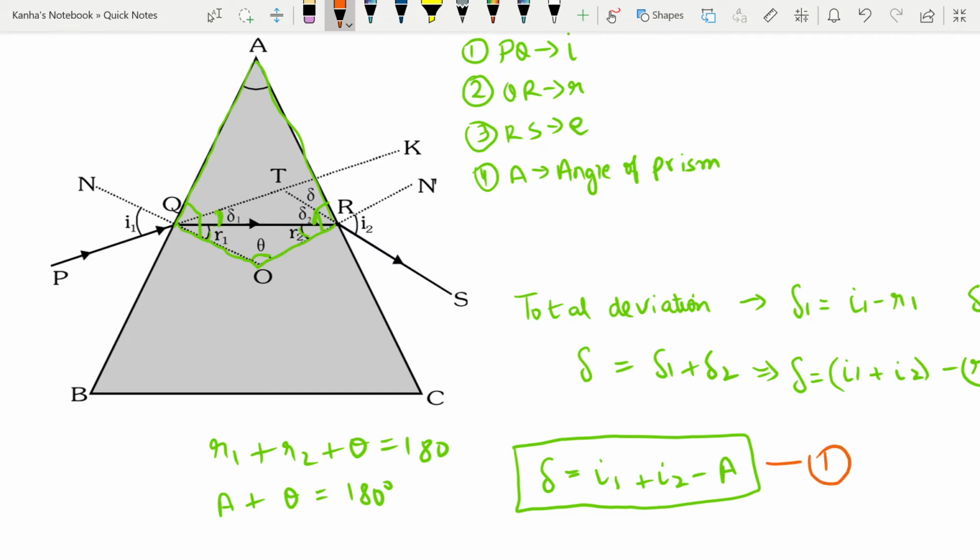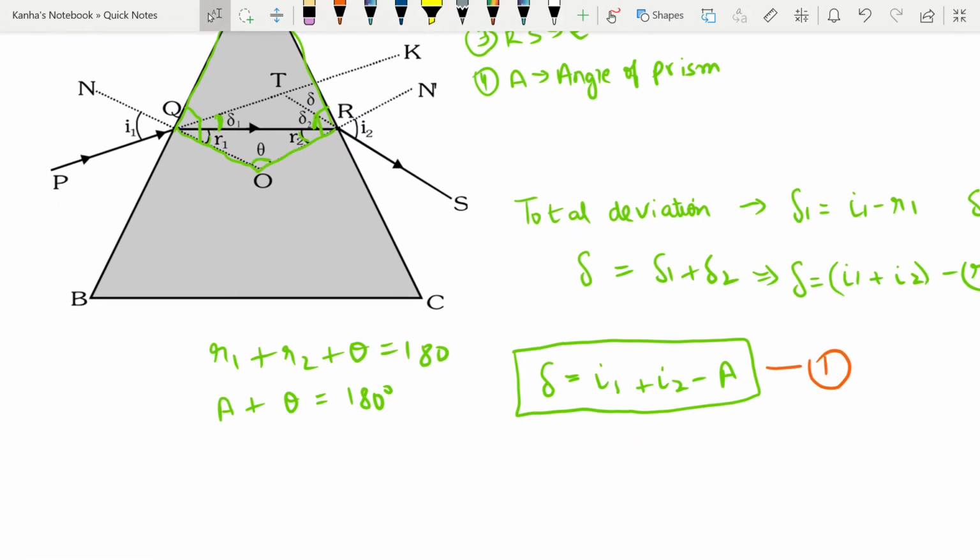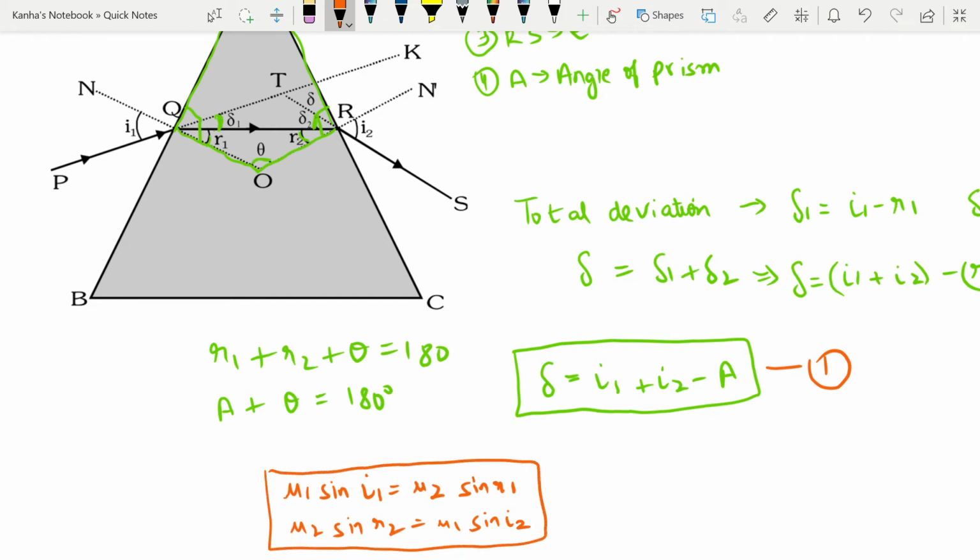Okay, if you want to calculate different things, you should remember Snell's law at the different surfaces. For the first surface, Snell's law translates to mu1 sine I1 is equal to mu2 sine R1. Similarly, mu2 sine R2 is equal to mu1 sine I2. This you should be clear about. If you know these equations and you know the deviation, then most of the questions regarding the prism are done.